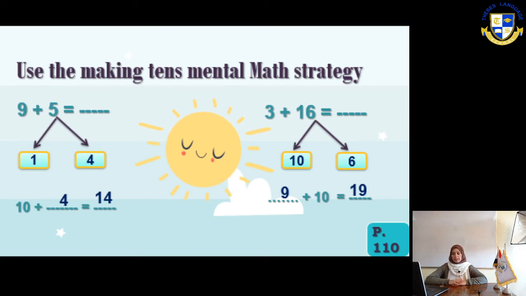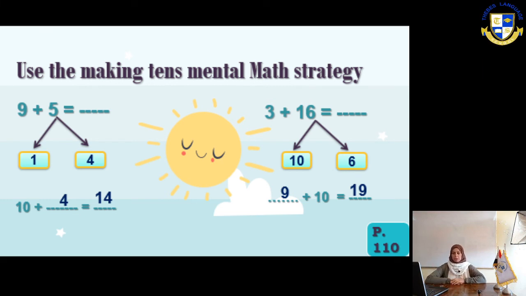Use the making tens mental math strategy. You have 9 plus 5. When you count them together, you will take 1 from the 5 to make 10. So you have 10 plus 4. 10 plus 4, 10, 11, 12, 13, and 14. The idea of making tens is you have to make one whole ten from the two numbers, you have to put 10 and another number.